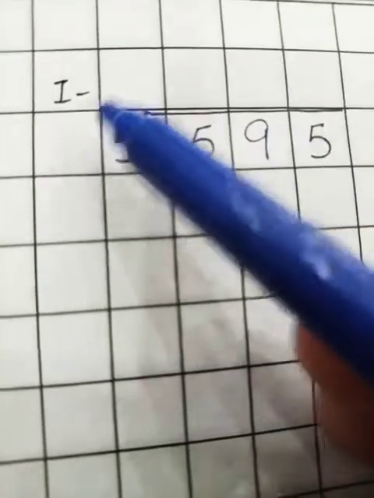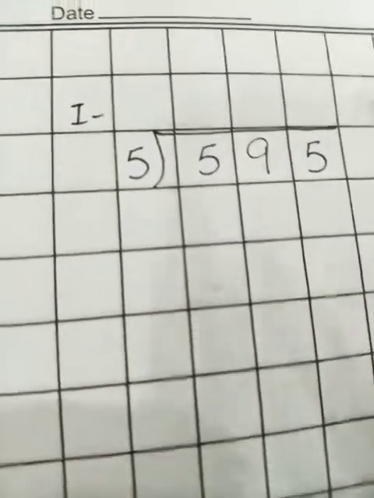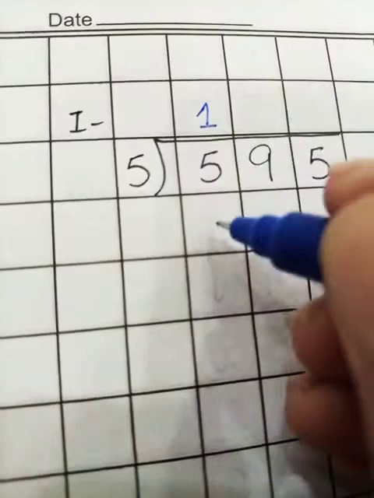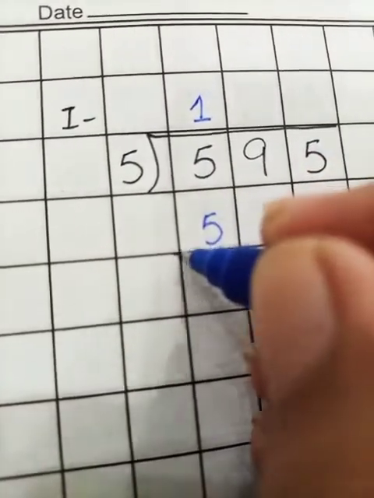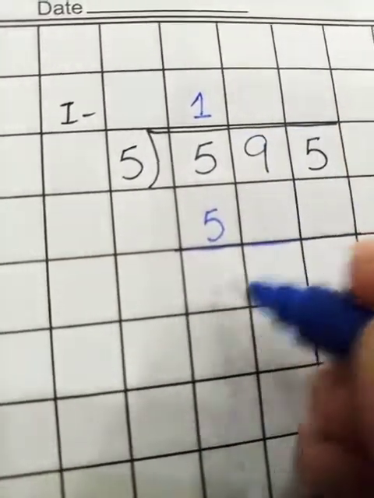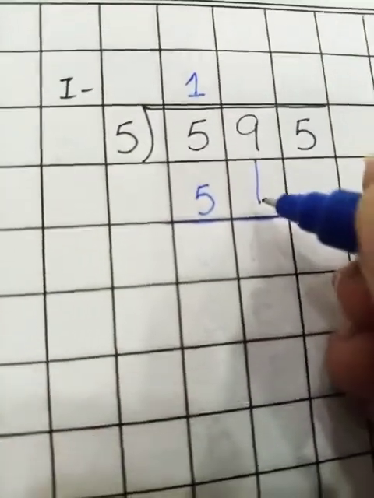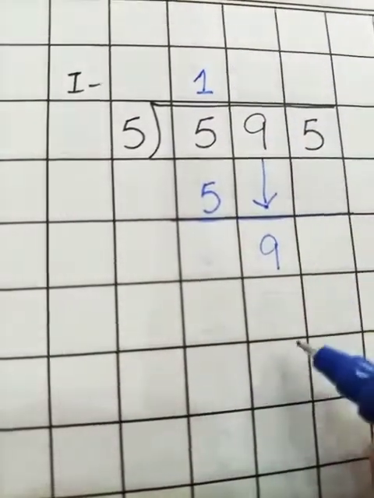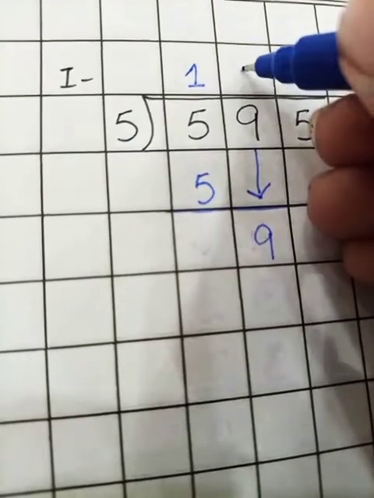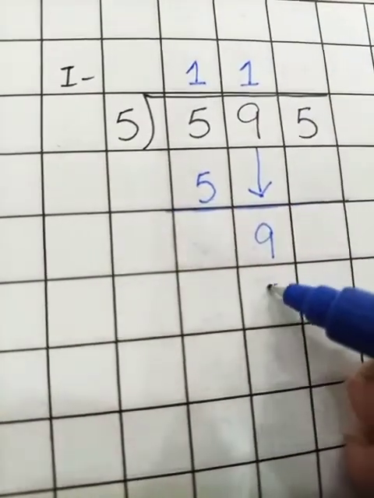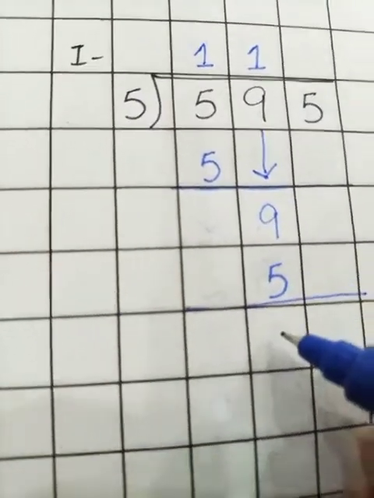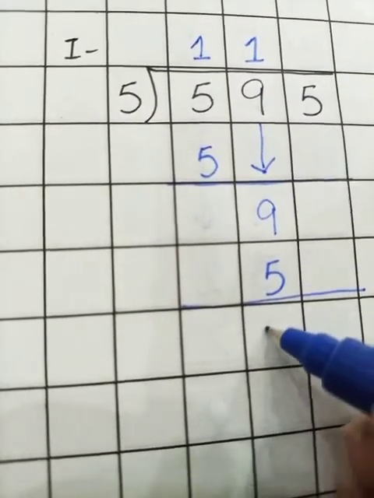Students, next is part I, in which, look at this, the divisor and the first digit are equal, so 5 ones are 5. Students, next step is subtraction. 5 minus 5 is 0, so we are going to bring this 9 down here. Students, 5 twos are 10. I can't write the 10 here, so it will become 5 ones are 5.